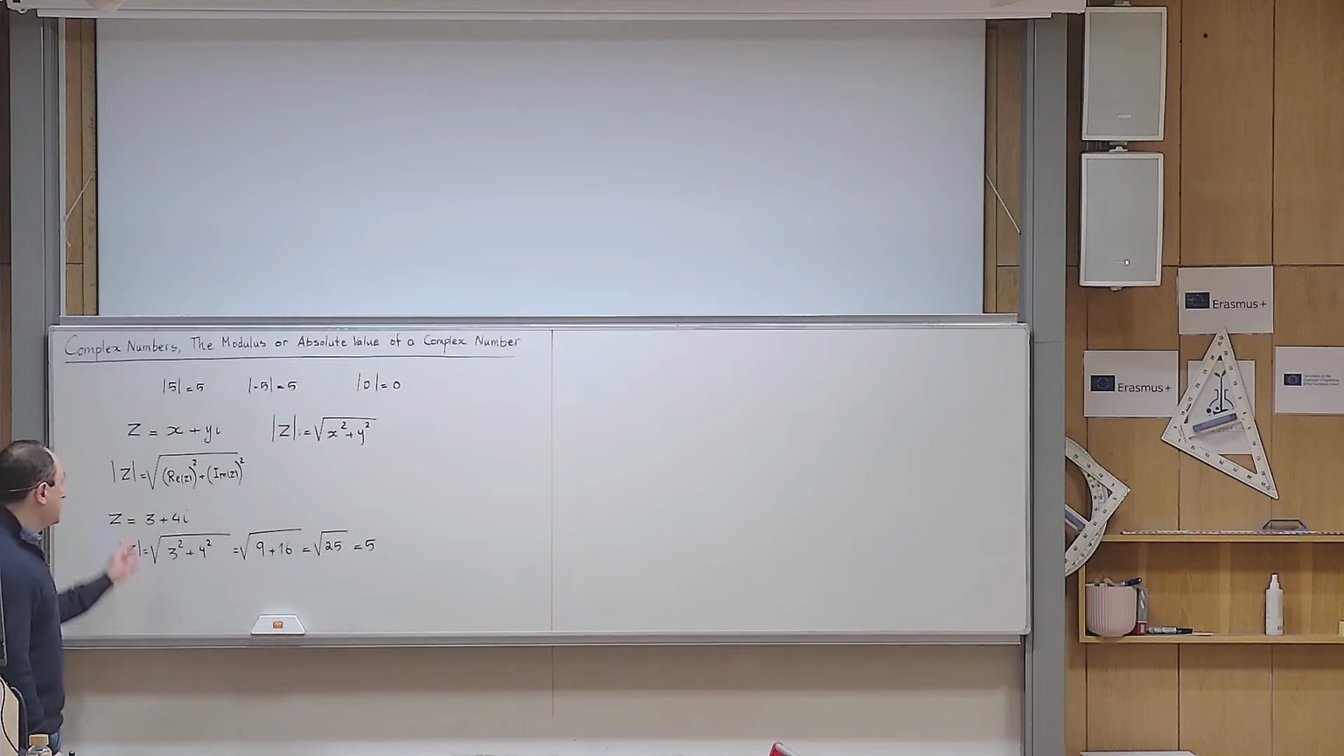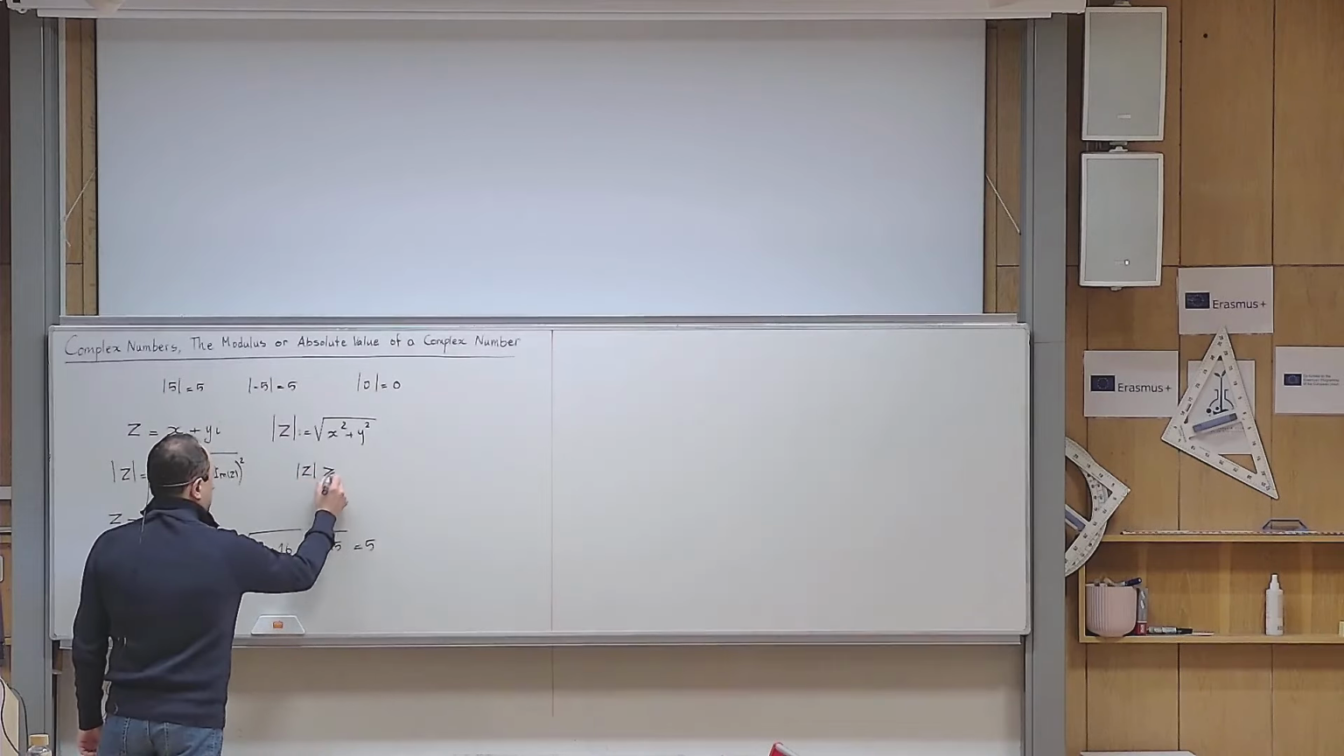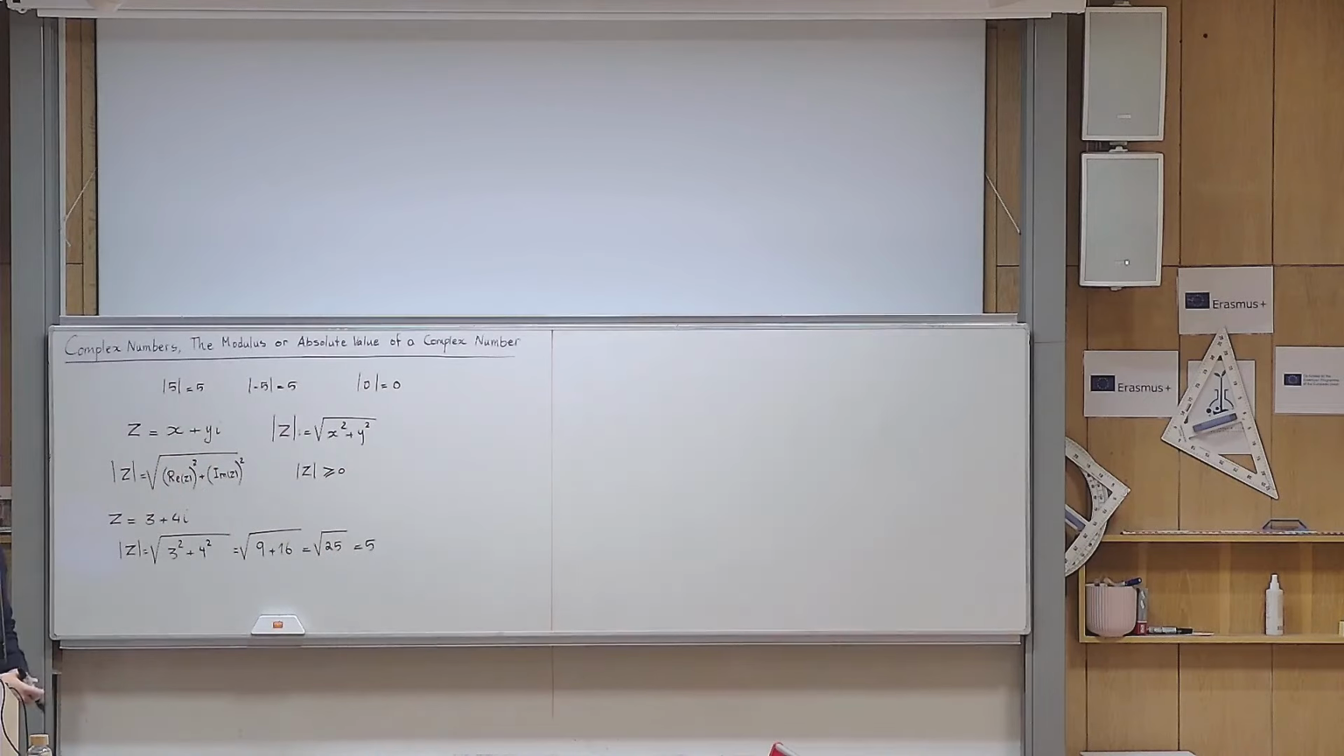So what type of number is the absolute value? First of all, even though I start with a complex number in general, the absolute value is a real number because I am taking the real part and imaginary part and squaring them. And one more thing is that this number is always non-negative. So the absolute value of any complex number is a non-negative real number.